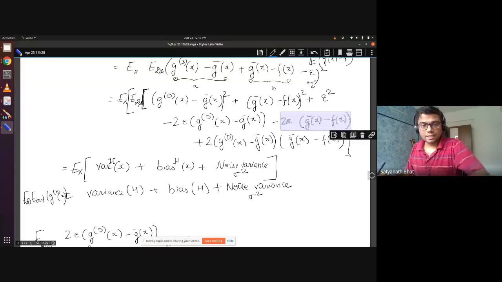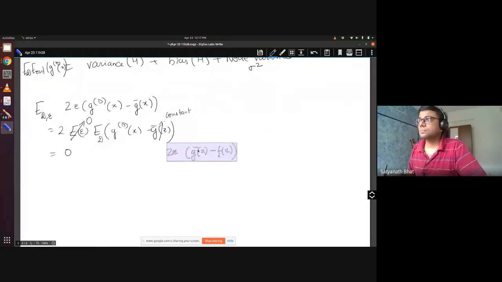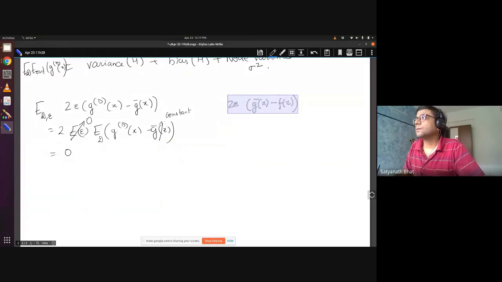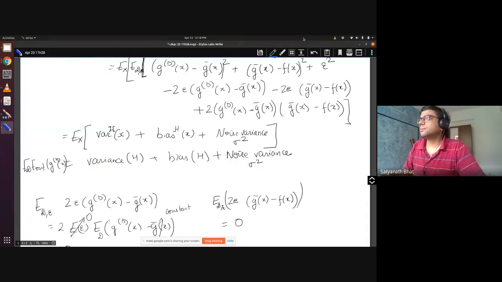Now the second term. In the second term, this entire thing is a constant as far as D and epsilon are concerned, because G bar is like an average over all the data sets. This is a constant, f of x is constant. So this whole thing comes out, and the expected value of 2 epsilon is 0. So this is also 0. And finally, the last term.